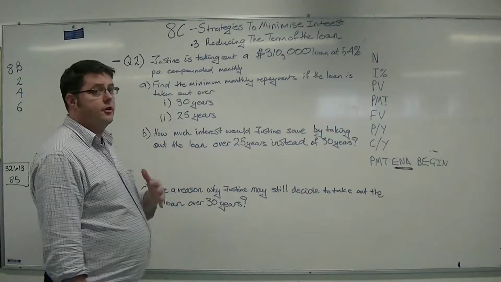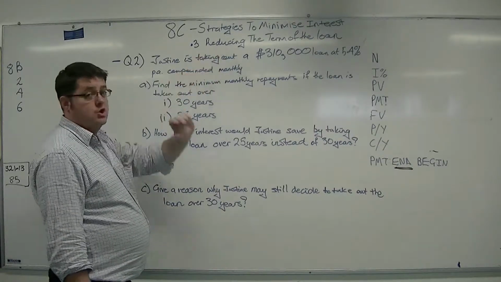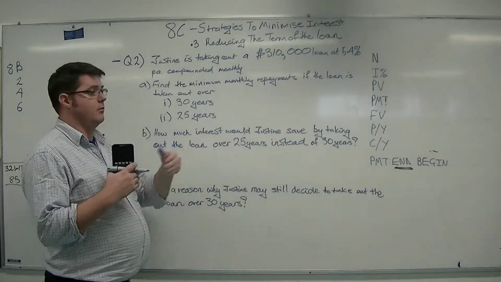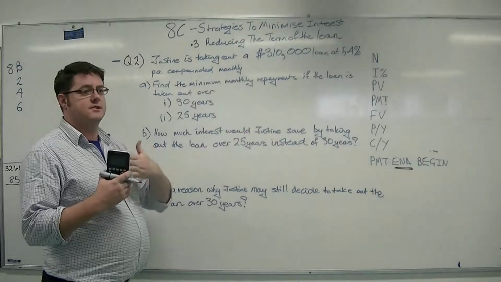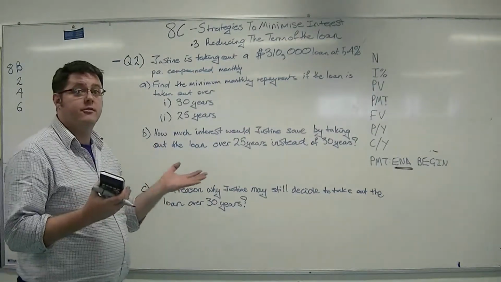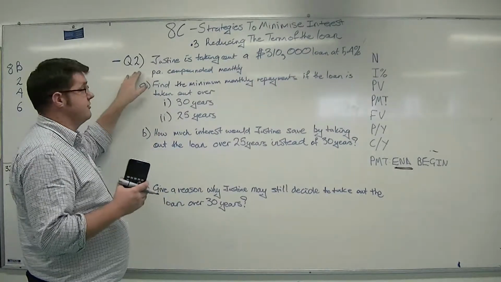Okay, so now let's turn our attention to 8C.3, which is reducing the term of the loan. So what we're talking about here is, instead of having a really long term of the loan, let's reduce it and make it shorter and see what happens, in hoping to minimise the total interest we pay. So here's our example for question 2.